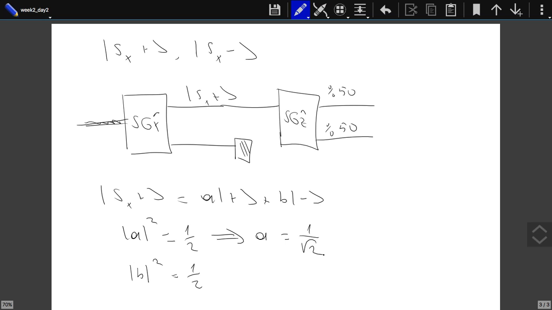A should also be complex. It can have some phase. So the general form is A should be 1 over square root of 2 times e to the power i alpha, alpha being some real number. The experiment doesn't really tell me what this alpha is. And B squared is, again, 1 over 2, which also tells me that B should be equal to 1 over square root of 2 times some phase whose magnitude is 1.